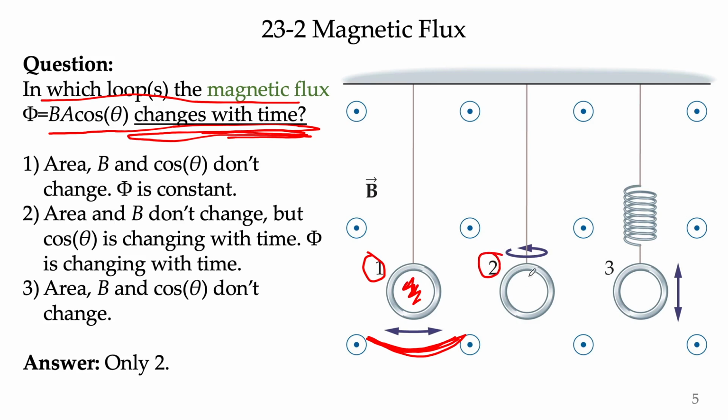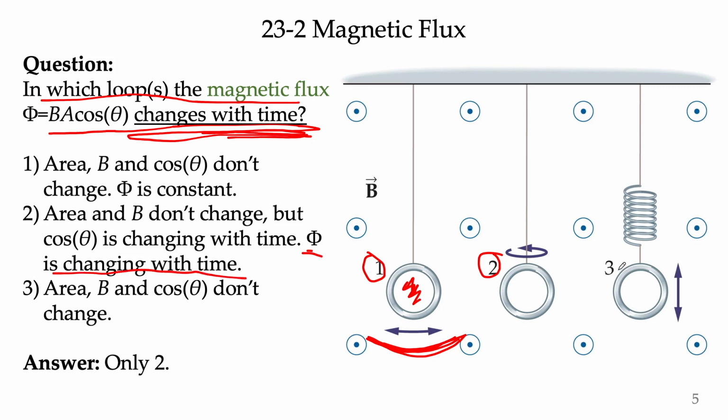The second one is rotating around the axis shown here. The area is the same, the background magnetic field is also the same, but what changes is the angle between them, because it is rotating around this axis. Right now the flux is maximum, but when it rotates 90 degrees, the flux will be minimum. So the flux is changing with time.